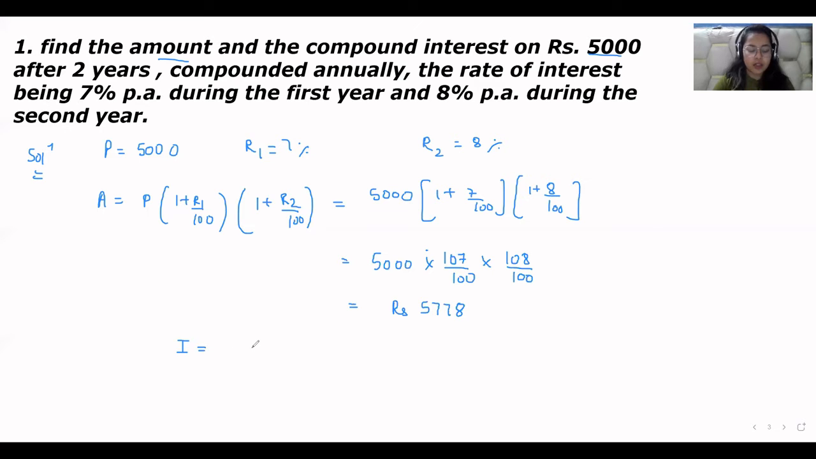And what is our compound interest? Interest is amount minus principal. Our amount is 5,778 and our original principal is 5,000, so our interest is 778. That's how you can calculate when different rates are given for different years, by simply applying these formulas. I hope it's clear. Now let's move forward to the next.